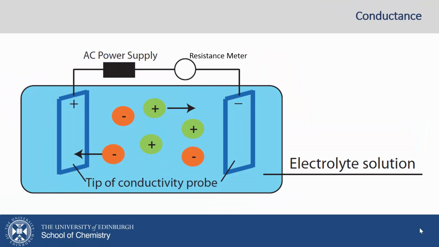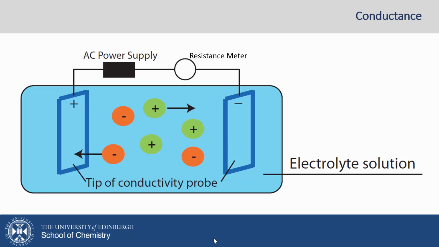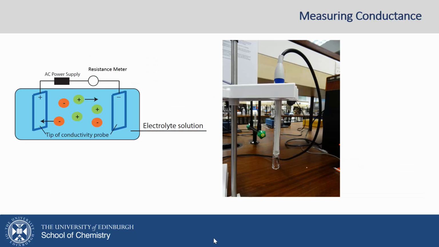The molar conductivity will depend on the concentration, as the higher concentration means more ions in solution. Therefore, we can define the molar conductivity lambda m to account for the concentration. As we'll see in a while, the units here are moles per centimeter cubed, so that we have consistency in our units, centimeters. Experimentally, conductivity is easy to measure.